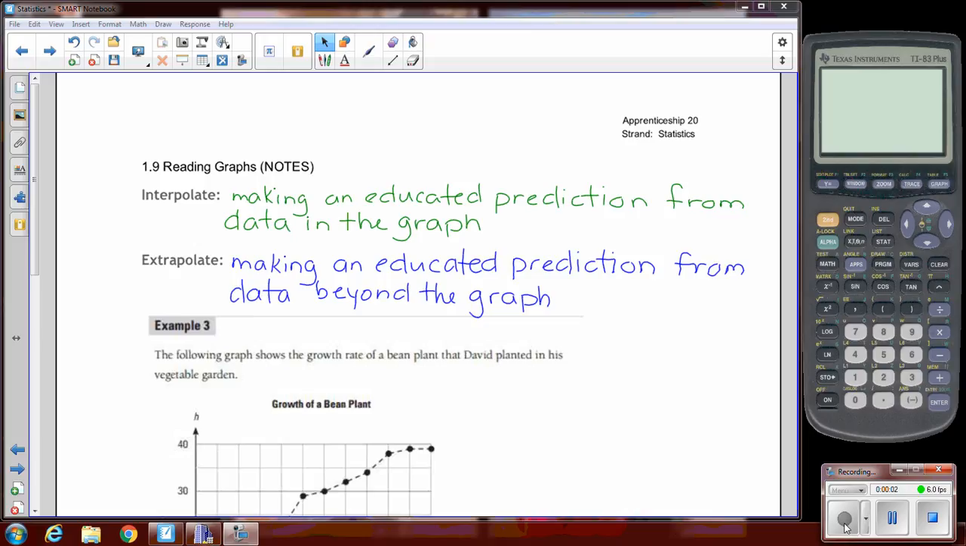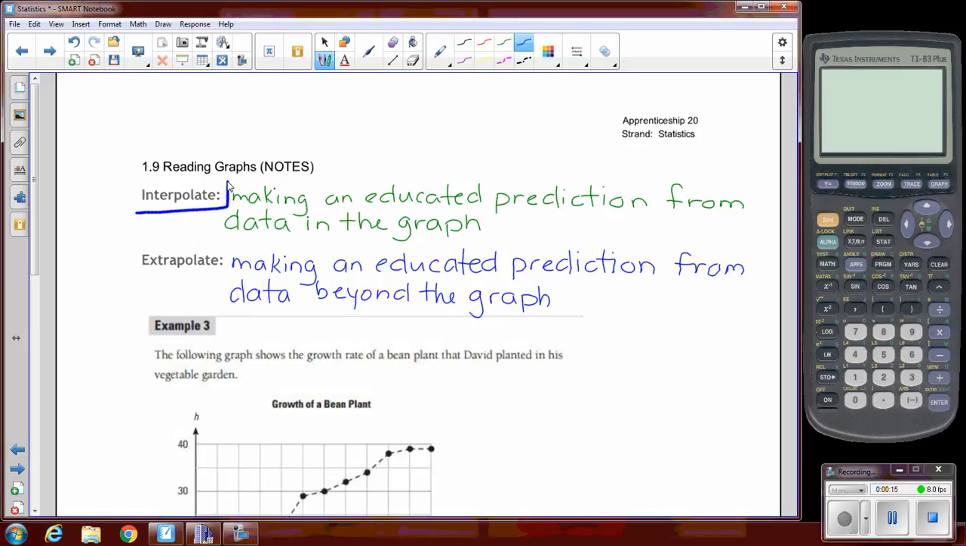This lesson focuses on different types of graphs and how we can read them. Mostly here we're going to talk about the broken line graphs that we've been drawing. So when we're looking at a graph, there's two ways that we can read it. We can interpolate some data, or we can extrapolate data from the graph. Both of these are ways of getting some information from the graph.